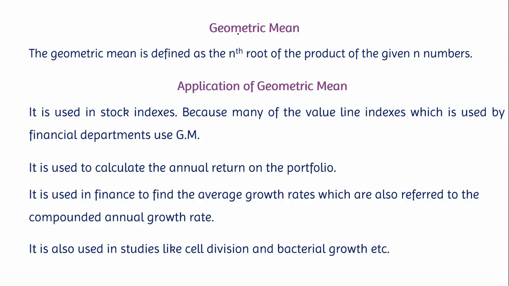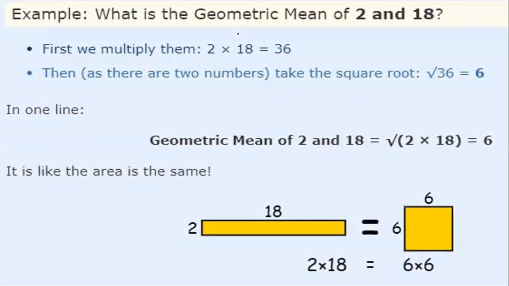If there is the pattern of interest being compounded annually, then if you are having the amount deposited on different time occasions, those observations are not in arithmetic progression, rather those are in geometric progression, and obviously geometric mean is going to be the best, and really the remaining are of no use. One more, it is also used in studies like cell division and bacterial growth, etc. So let's try to understand the example.